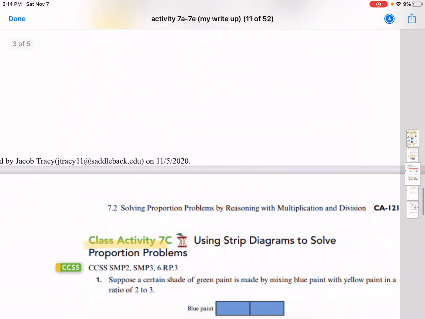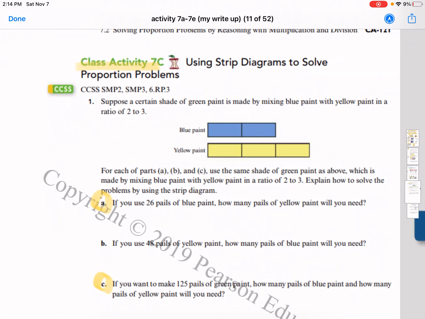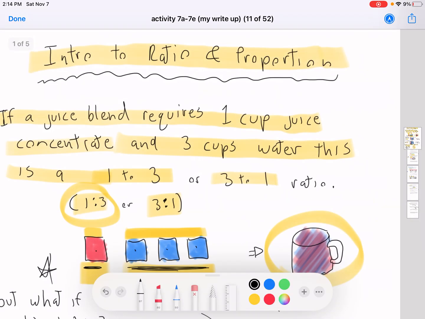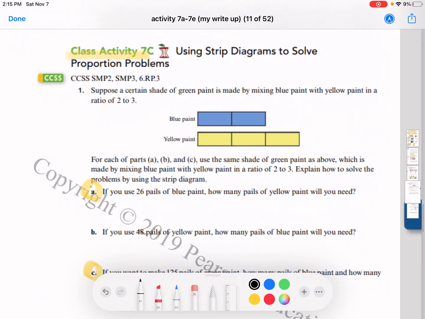All right, scrolling on to the next one. This is part of activity 7C. Using strip diagrams, which is really similar to what I did up here at the beginning. These things, if I put them together, would look like a strip diagram. So this problem says we are making green paint. We mix blue paint with yellow paint, and we get green paint, and the mixture is a ratio of 2 to 3, 2 blues to 3 yellows.